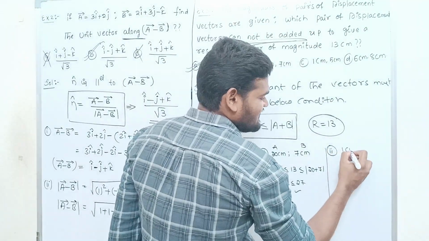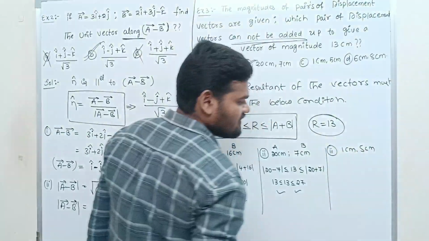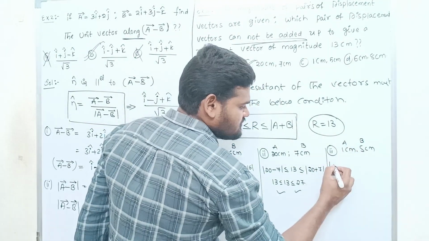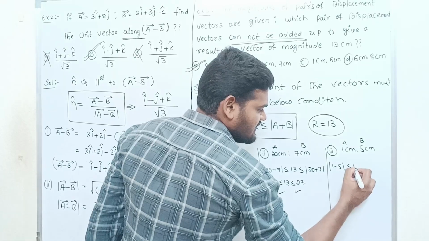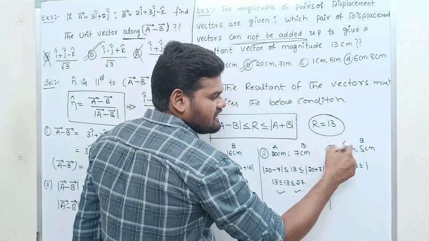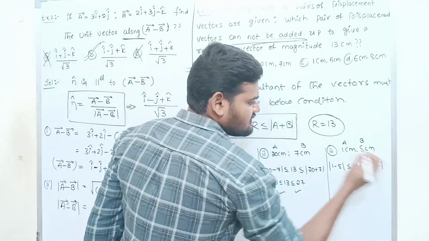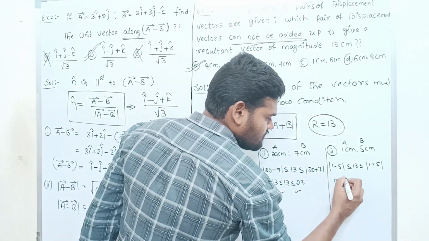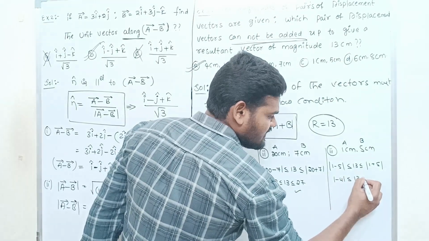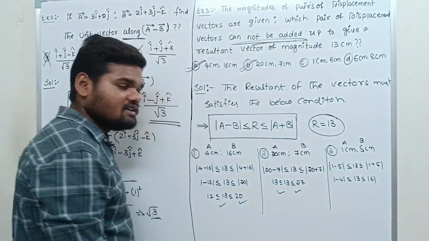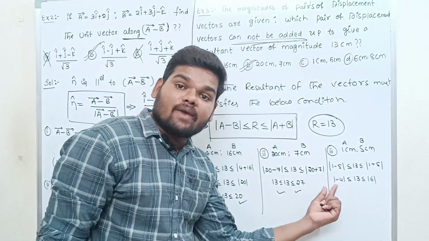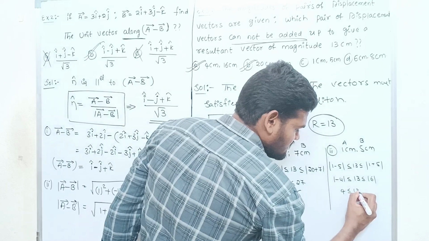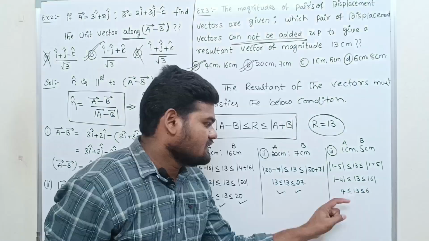So what is the third one? 1 centimeter, 5 centimeter. Okay. So let us say this is A and this is B. Magnitude of A minus B, 1 minus 5, is less than or equal to 13 is less than or equal to magnitude of A plus B, 1 plus 5. 1 minus 5 is minus 4, magnitude is less than or equal to 13 is less than or equal to 5 plus 1, magnitude of 6. Magnitude of minus 4 means plus 4, is less than or equal to 13 is less than or equal to 6.